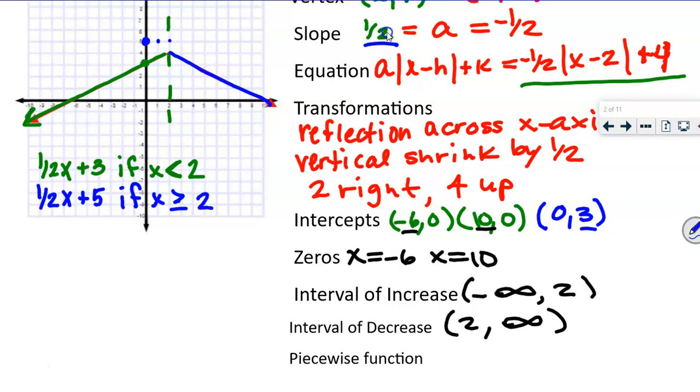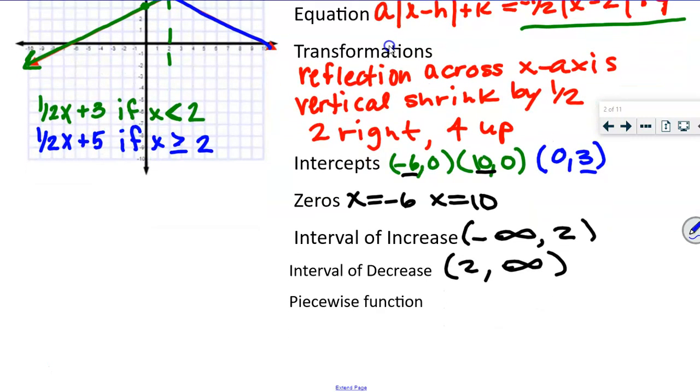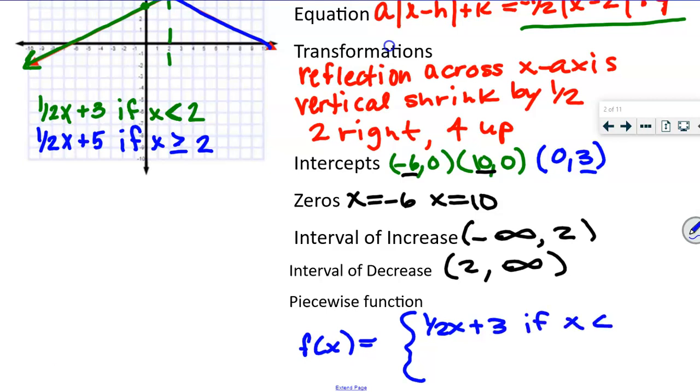So that's our piecewise function. I'm going to write it down here. So it's going to be f of x equals, and here we go. Let's see if I can do this. I can't do this today. So this is 1/2 x plus 3 if x is less than 2. Now this could be less than or equal to, and the other one could be greater than, and we're going to do that on the next one.